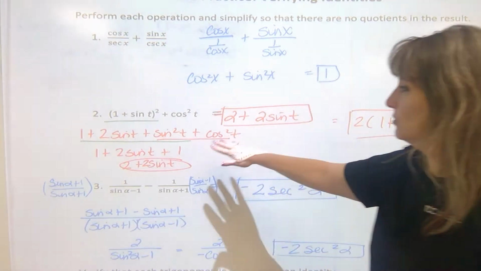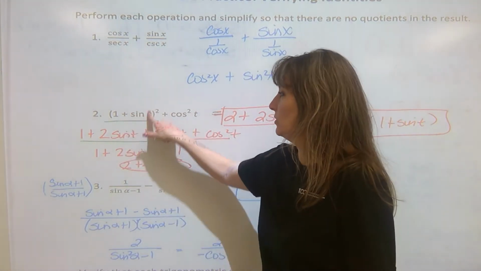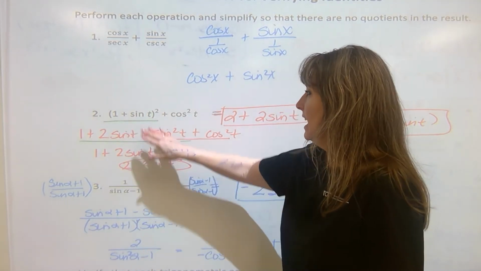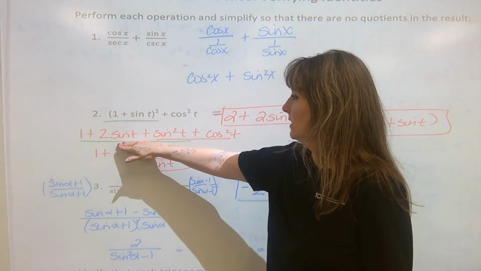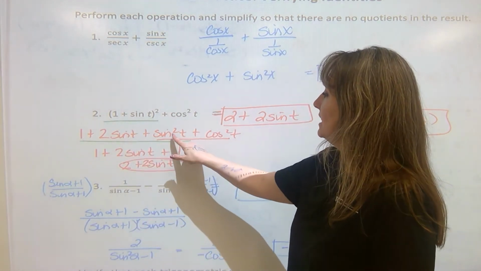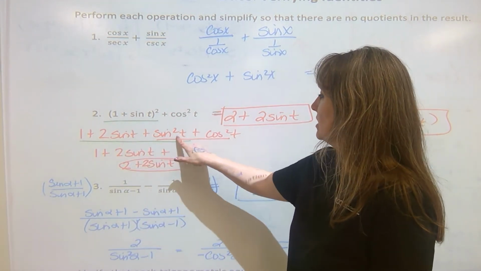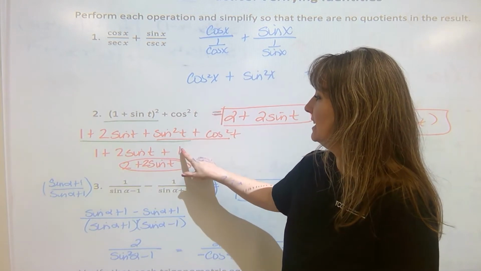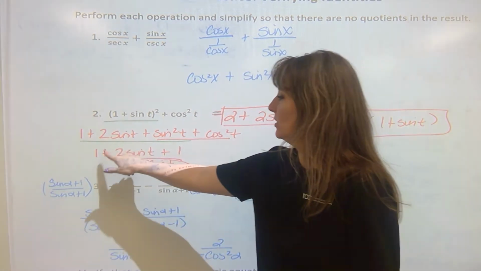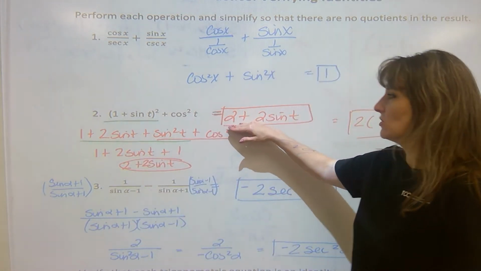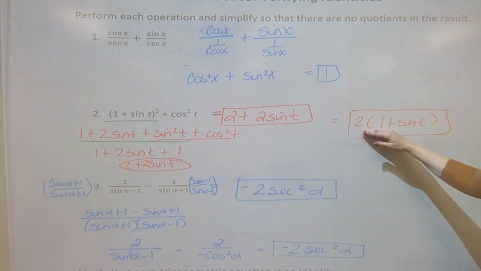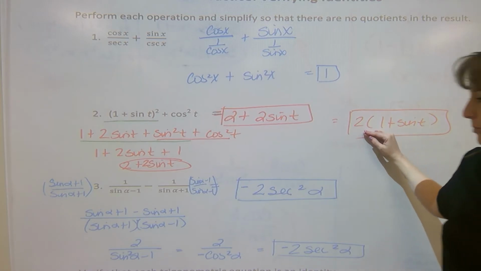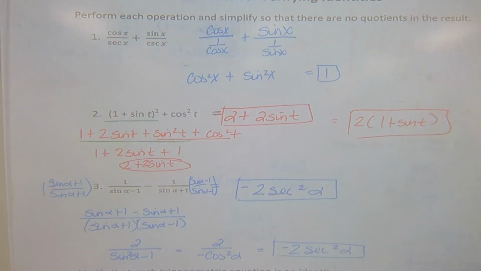On number 2, I FOILed. I squared that. And when I square this, I get this perfect square trinomial. And then I look and I say, oh, look here. Sine squared t plus cosine squared t, that is my Pythagorean identity. That's 1. And 1 plus 1 is 2. You can leave your answer here as 2 plus 2 sine t, or you could factor out the 2. Either one is acceptable.